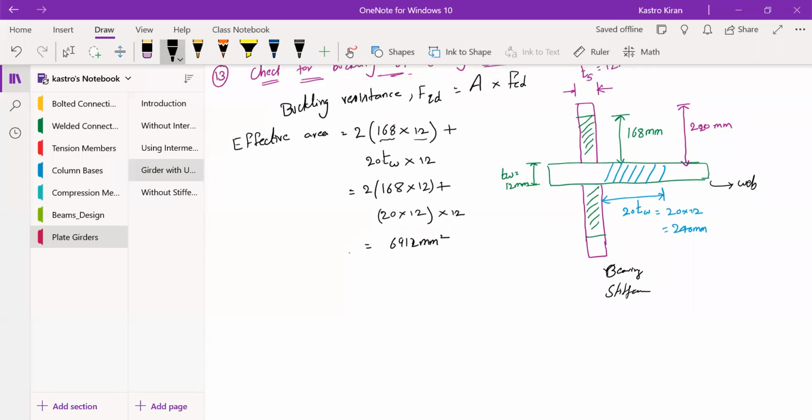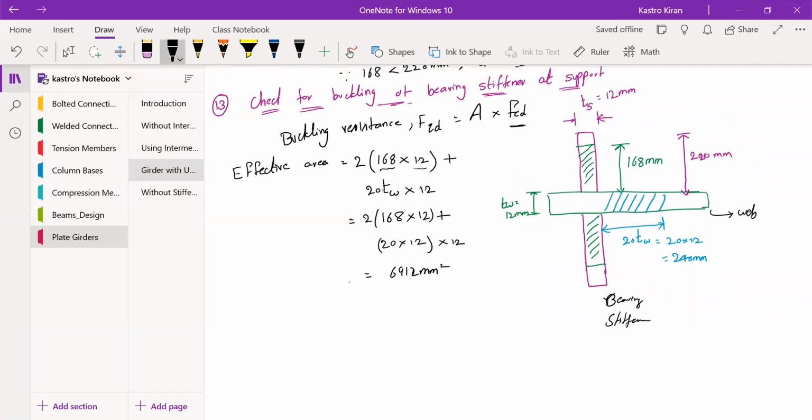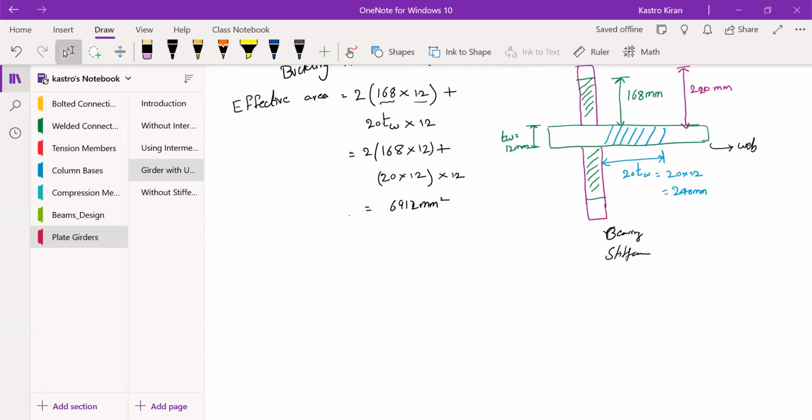Now you have to find out the FCD value. You now know the value of the area. Now you need to find out the value of FCD, which is the design compressive force.